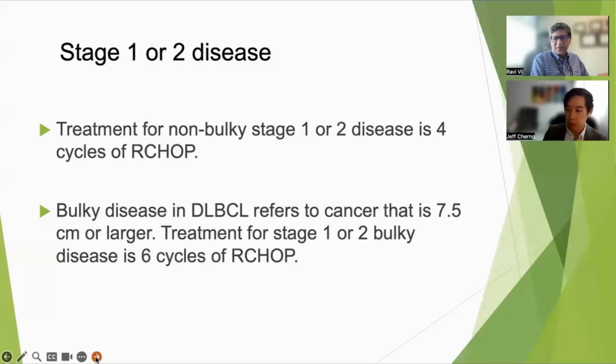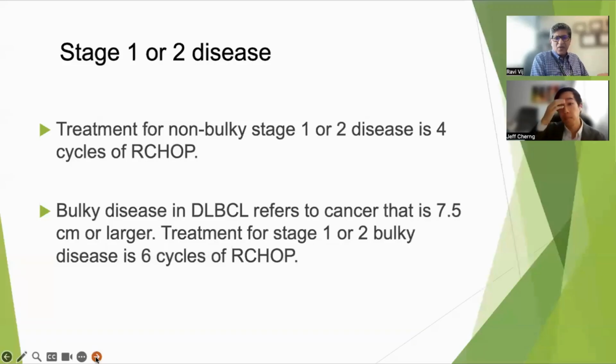Now, this approach, at least based off of the clinical trial inclusion criteria, should be reserved for young patients younger than 60 with no elevated lactate dehydrogenase. But it's unclear whether it's actually safe to expand this approach to the patients that might have one risk factor, patients that are a little bit older. But in general, for the minority of patients that fit that category, 4 cycles of R-CHOP should be sufficient for their treatment.